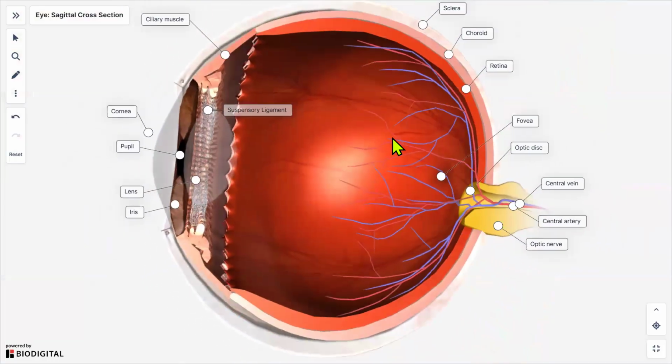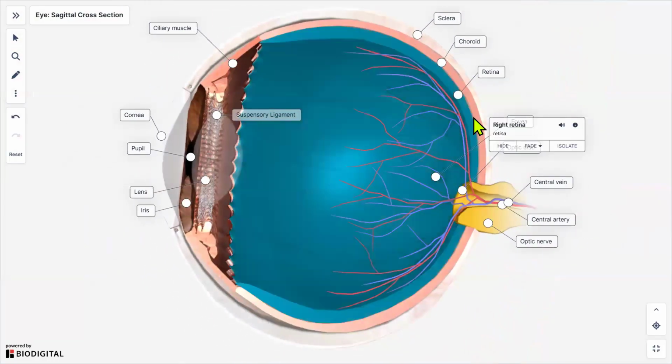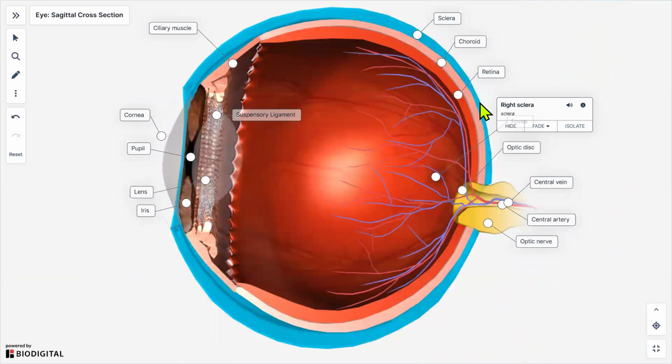All right. Other things in the eye that we should probably mention, we have the choroid and the sclera. And at the back, where the optic nerve is exiting, that's where you will have the optic disc, or the blind spot.